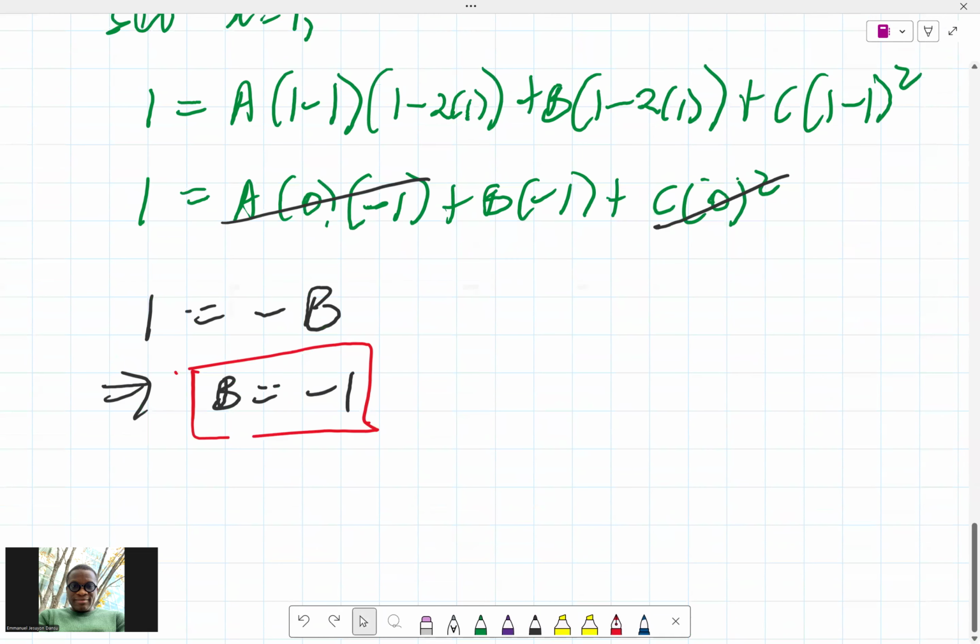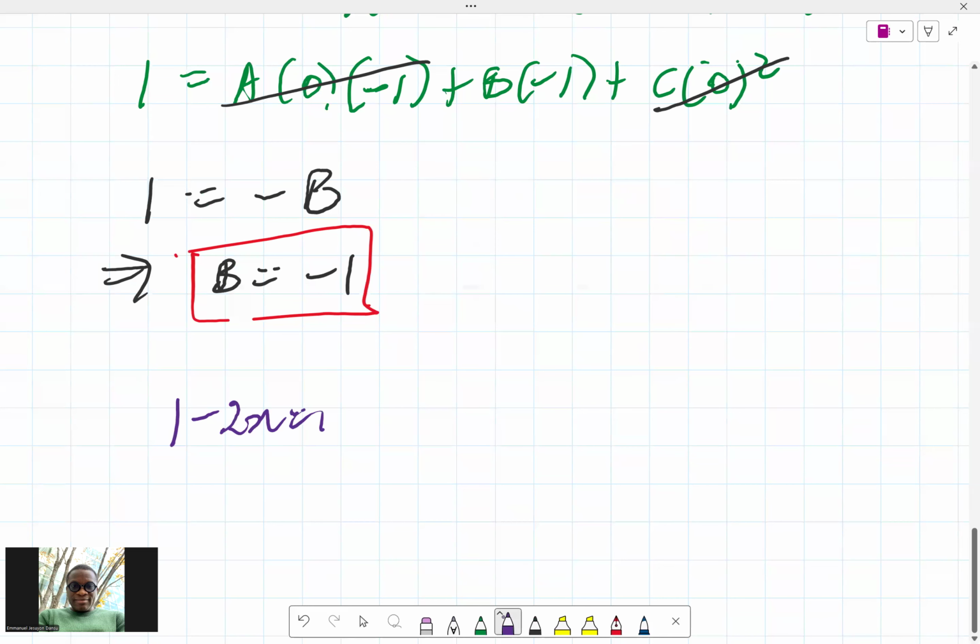So you see that if you have 1 minus 2x equals 0, that implies that you have 1 equals 2x, which means that 1 over 2 is equal to x. So if you can set x to be 1 over 2, then you can also eliminate some terms. So let's do that. Okay, so let x be equal to 1 over 2.